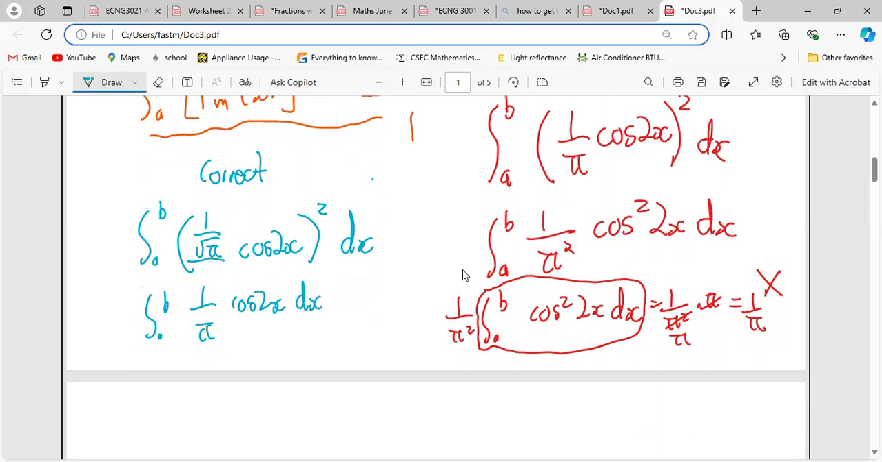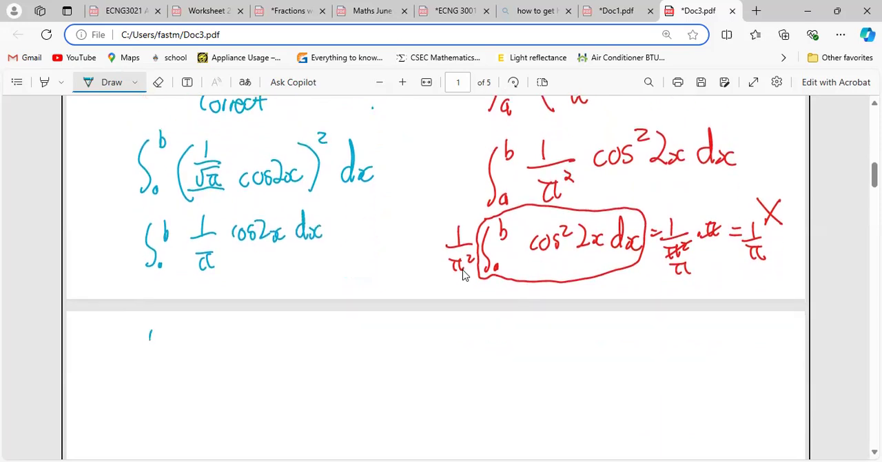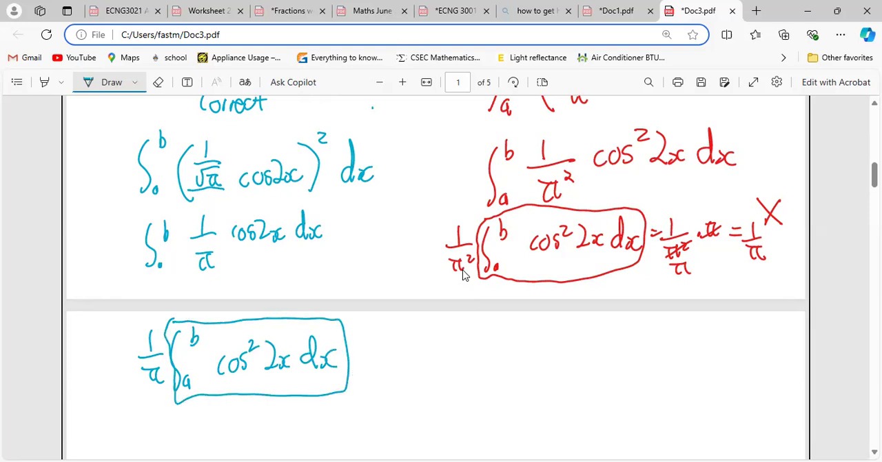And when you fling the 1 on pi to the other side, you get cos squared 2x dx. And we know what this integral is. This is pi. So you end up with 1 on pi by pi, which is 1.